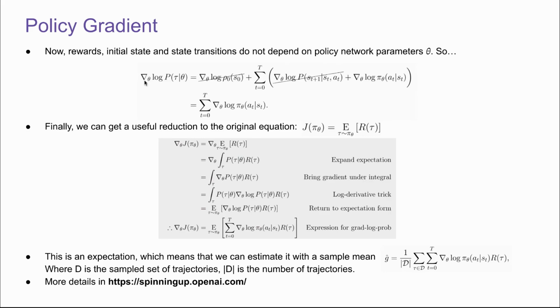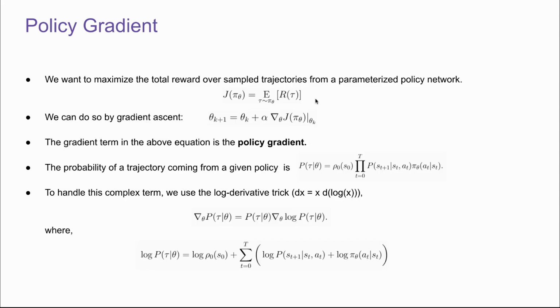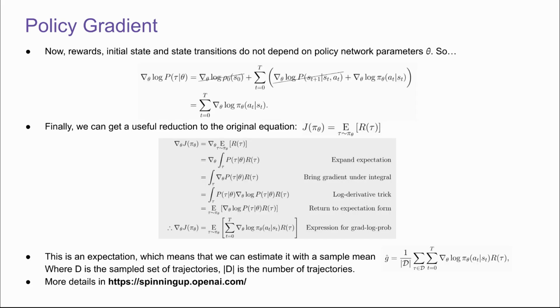And then after you take the derivative, since the initial state, rewards, and state transition don't have the policy network parameters, you can just cross those out. You just have this formula left. Since this is an expectation, we can estimate it with the sample mean. This is the sampling formula, where D is the sample set of trajectories and |D| is the number of trajectories. It basically means we have a formula here and we want to use gradient ascent or descent to find the global optima. And in order to do that, we can use a sampling function to get that result.